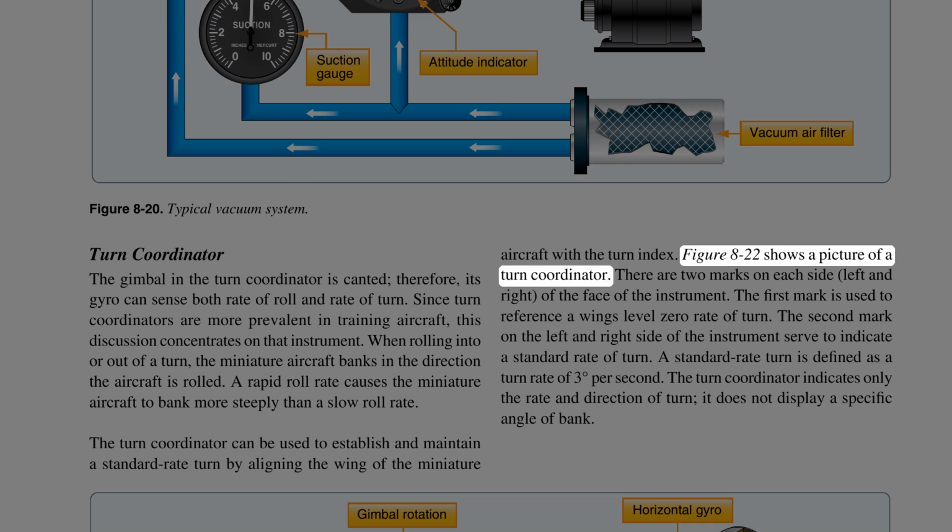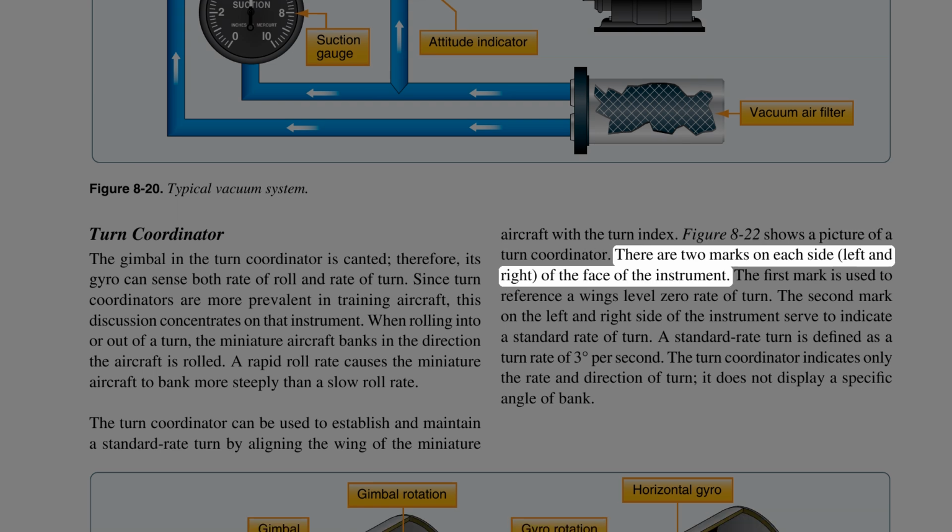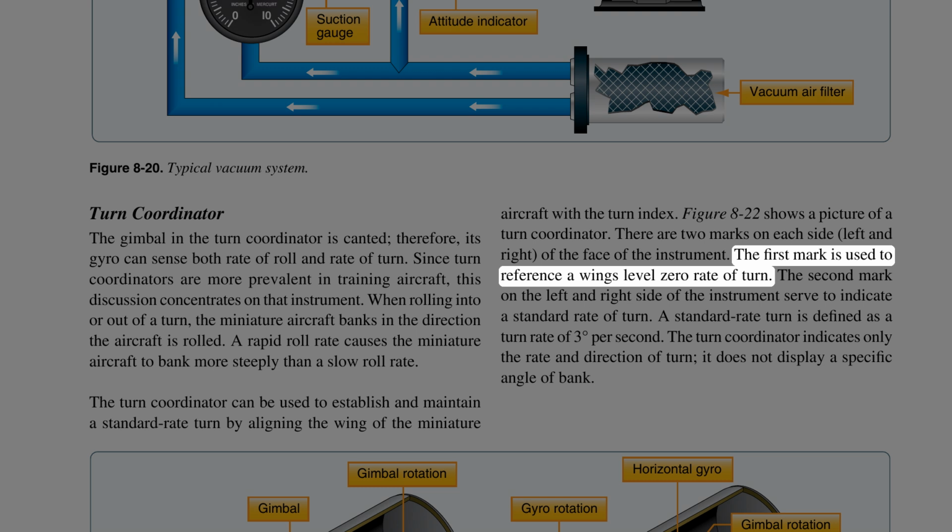Figure 8-22 shows a picture of a turn coordinator. There are two marks on each side, left and right, of the face of the instrument. The first mark is used to reference a wings-level, zero rate of turn.